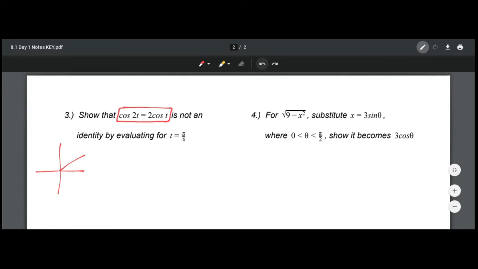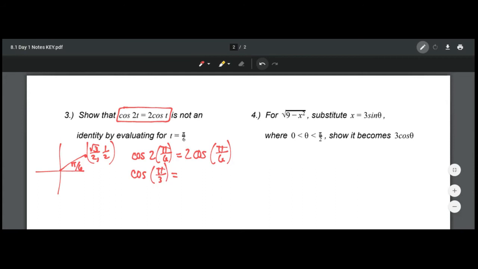So if you draw that out, pi over 6 is in the first quadrant, and that creates a 30-degree angle, so we know that the x-coordinate is root 3 over 2, and the y-coordinate is 1/2. We're going to substitute in, so we have cosine of 2 times pi over 6 equals 2 times cosine of pi over 6. On the left side, we need to multiply 2 times pi over 6, which gives us pi over 3. So we're going to need to draw another angle on our coordinate plane there.